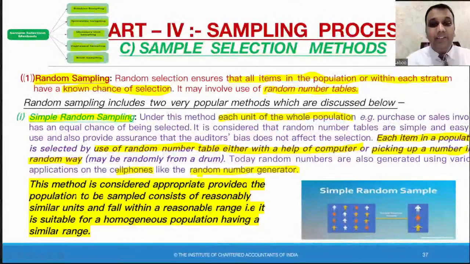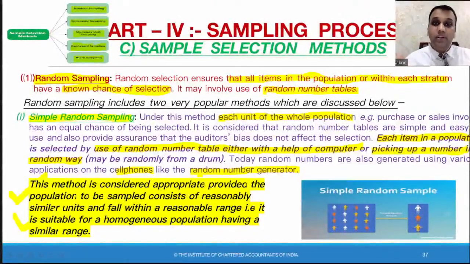This method is considered appropriate provided the population to be sampled consists of almost similar units that fall within a reasonable range. A homogeneous population. If we have a game of Housey or Tambola where numbers are marked from 1 to 1,000, a quite large population, it would be really difficult to get a prize and the game would run for days. But the population falls within a range when it is from 1 to 90 and all the numbers have an equal chance of getting selected.